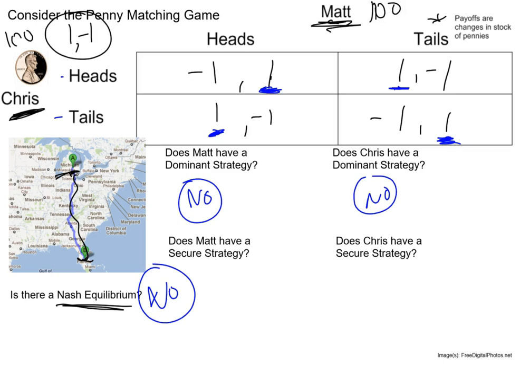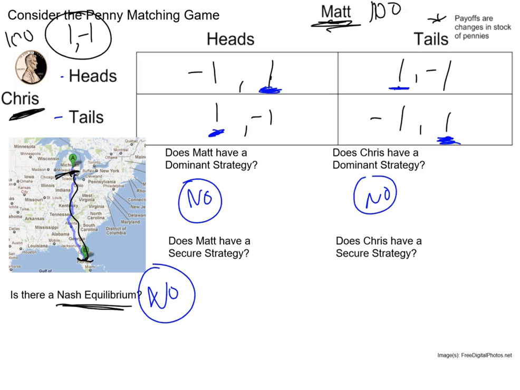Think about the 3 different types of games that we looked at: the prisoner's dilemma, the coordination game, and now this penny matching game. Think about whether or not there was a dominant strategy, whether or not there was Nash equilibrium or multiple equilibria, and this one, penny matching. We don't have any Nash equilibriums. And again, think about this.